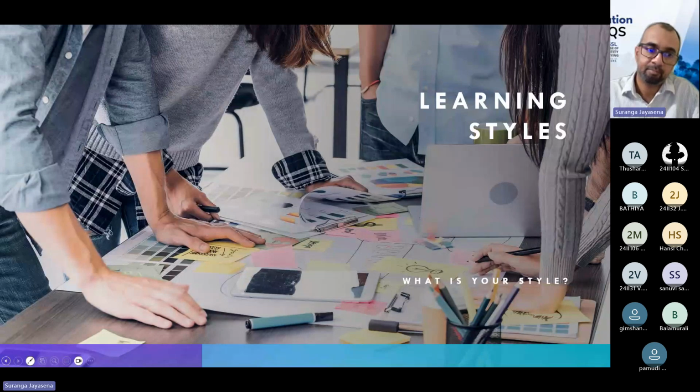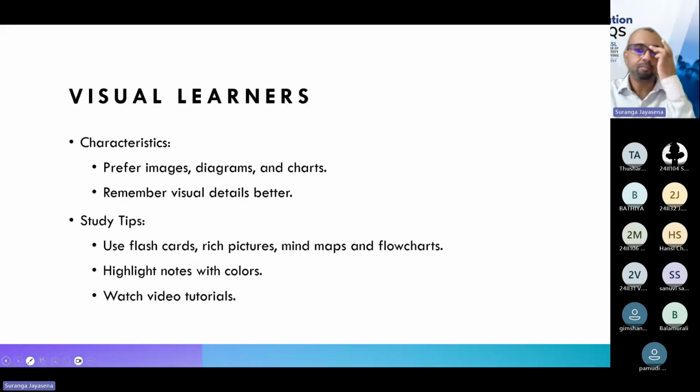You need to understand your own learning style. That is very important. Okay, so there are a certain few different learning styles, formally established by educationists and psychologists, etc. So let's try to figure out what your style is. Okay, there are visual learners. That is one of the styles.